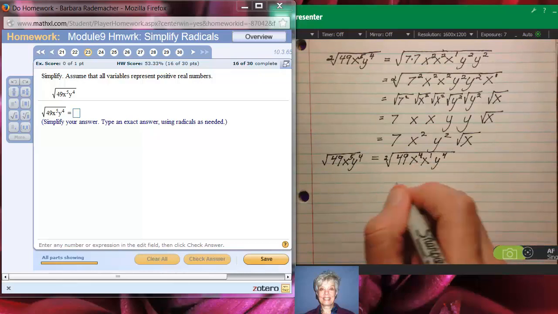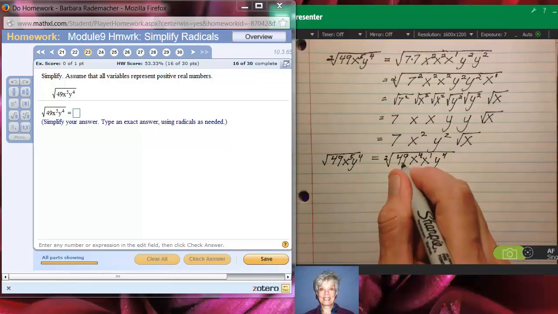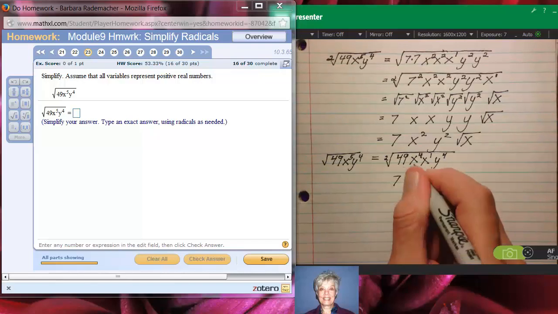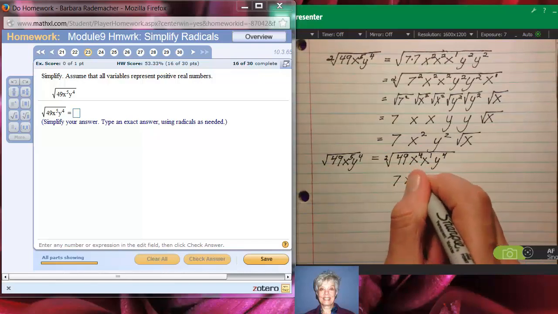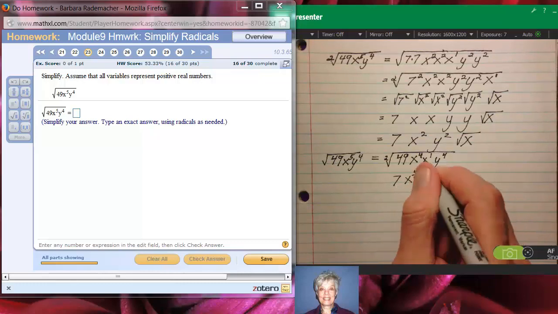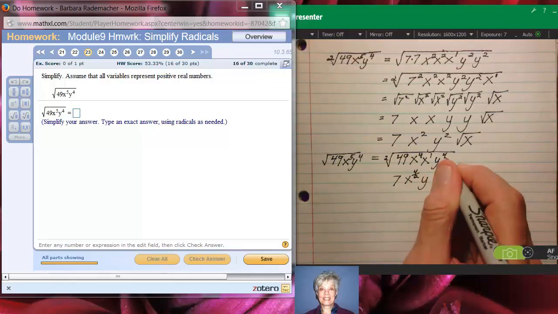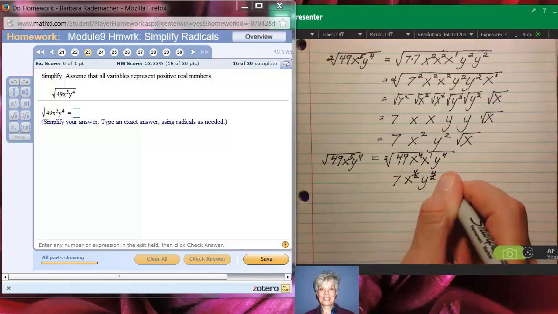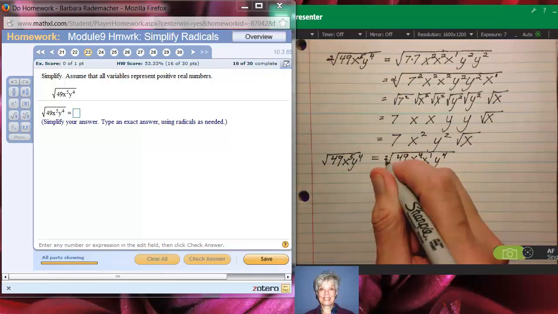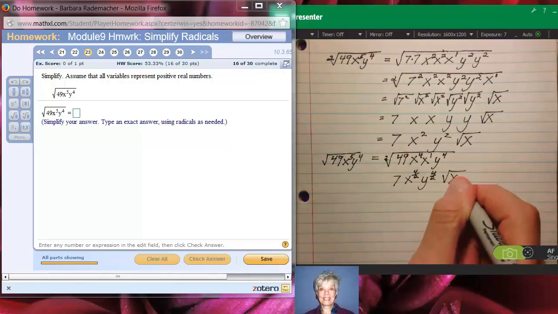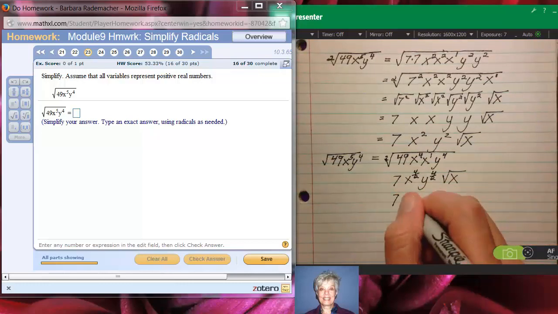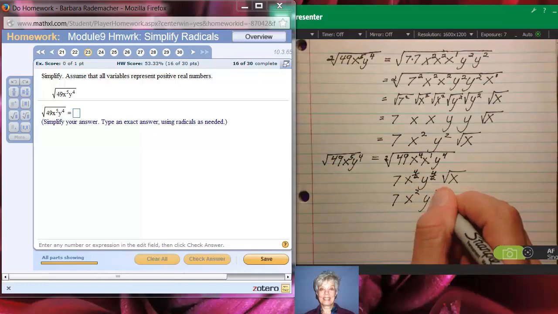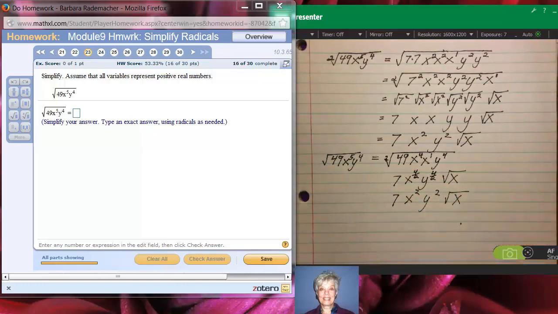So this is going to be the square root of 49, which is 7. The square root of x to the 4th is going to be x to the 4 over 2. I'm going to put that x at the end. The square root of y to the 4 is going to be y to the 4 over 2. And then there's the x. And since 1 is smaller than 2, I'm going to leave x underneath. So our answer will be 7 x squared y squared times the square root of x. Okay, you could try that one too.